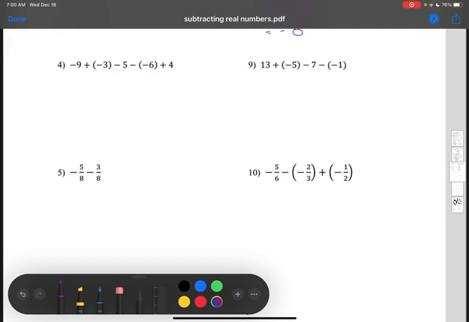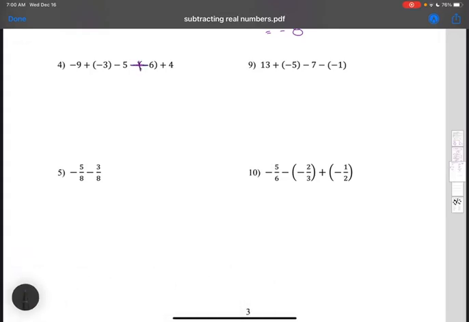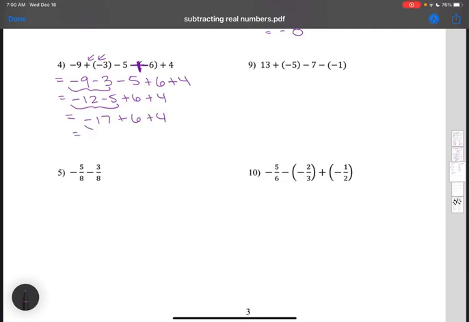Okay, so for number 4, let's go ahead and change this minus to a big plus. And we have plus and negative is really a minus. Okay, so I'm going to rewrite that. Negative 9 minus 3 minus 5 plus that 6 plus a 4. And work left to right. So we have a negative 12. Bring down the rest. Negative 17. Bring down the rest. And finally, once I'm all done, I end up with that negative 7.